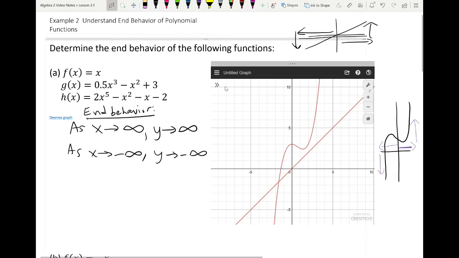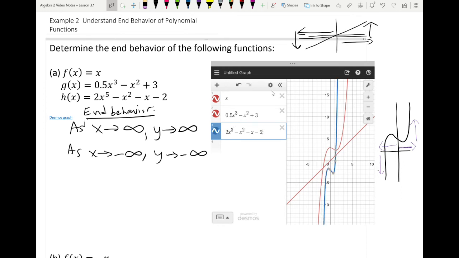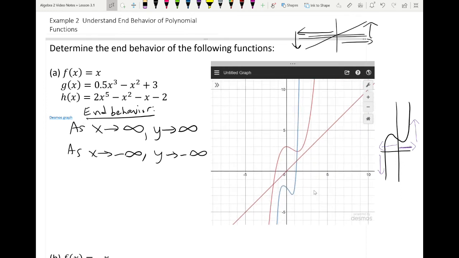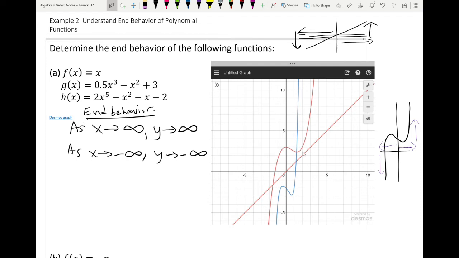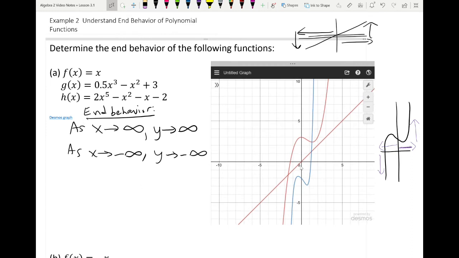All right, now let's look at the last one: 2x to the fifth minus x squared minus x minus 2. Notice that the end behavior for this is also the same. They're different graphs, but the behavior is the same. As x gets bigger, y gets bigger. As x gets smaller, y gets smaller. So right here, these functions have odd degree.